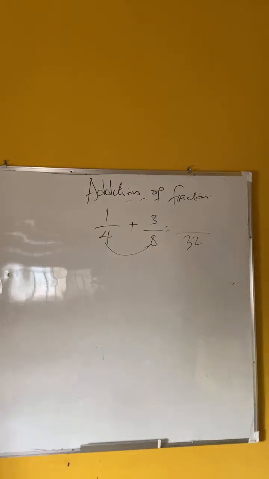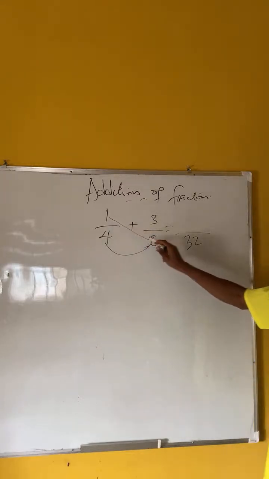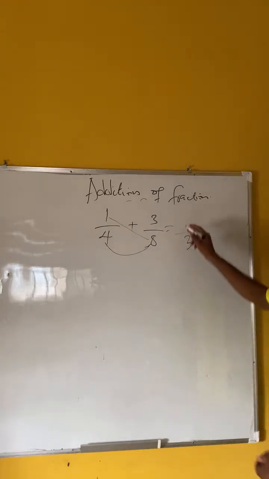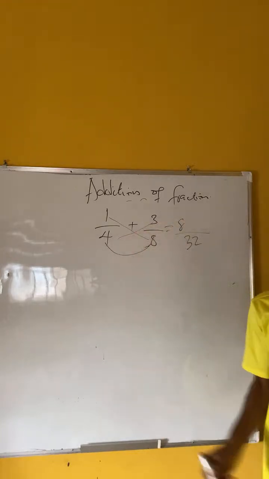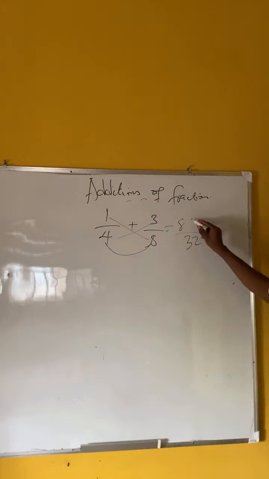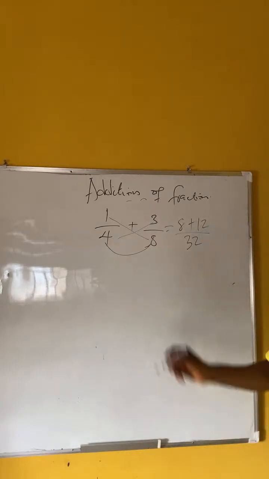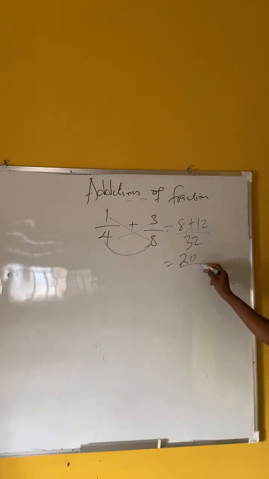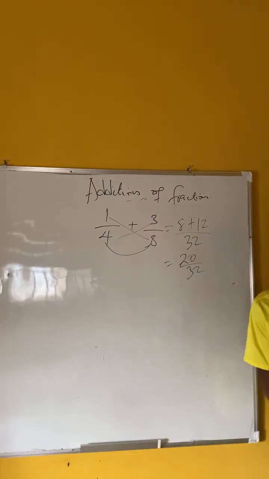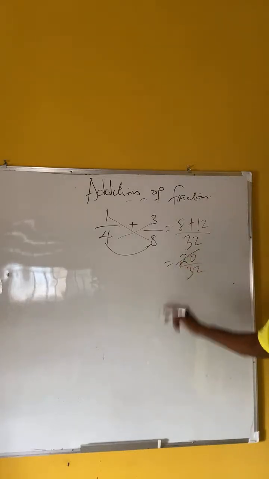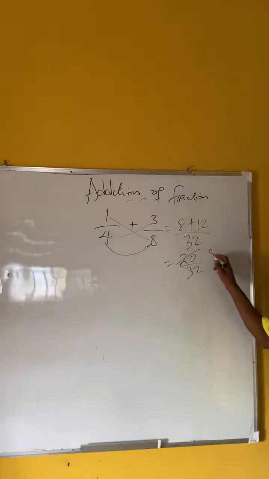Then we multiply diagonally, starting from the right. 1 times 8 is 8. 3 times 4 is what? 12. You have it as plus 12. So if you add the two, you have 20 over 32. Okay? So 20 over 32, we can still reduce it to its lowest term by dividing by 4. If you divide 20 by 4, you have 5, and 32 by 4, you have 8. So the answer is 5 over 8.